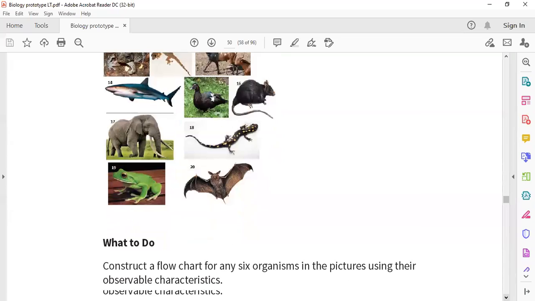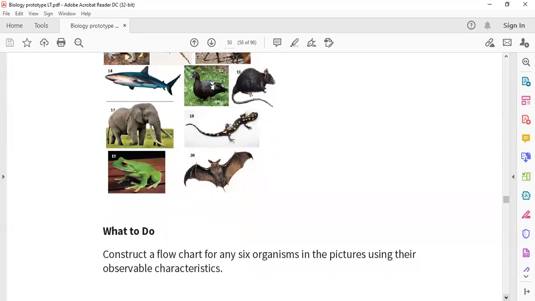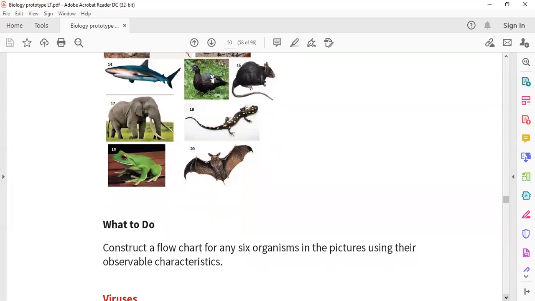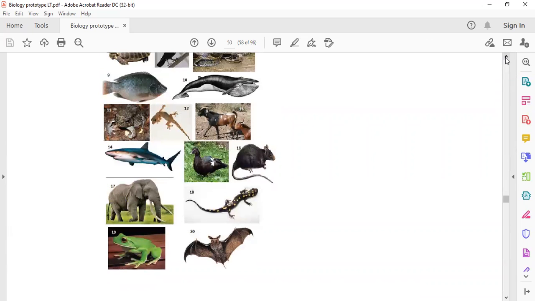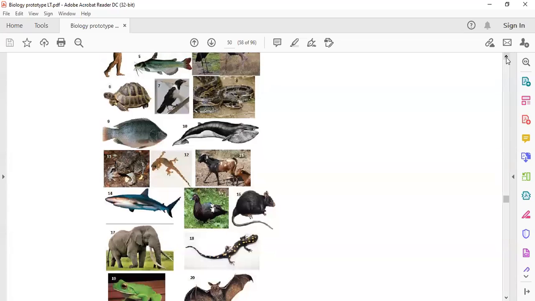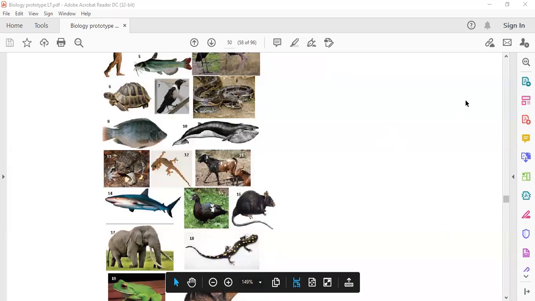Now, those are the organisms which you have, and what to do: you're going to construct a flow chart for any 6 organisms in the pictures using their observable characteristics. Yes? Teacher, I request for the full list of the animals so that I take a screenshot.